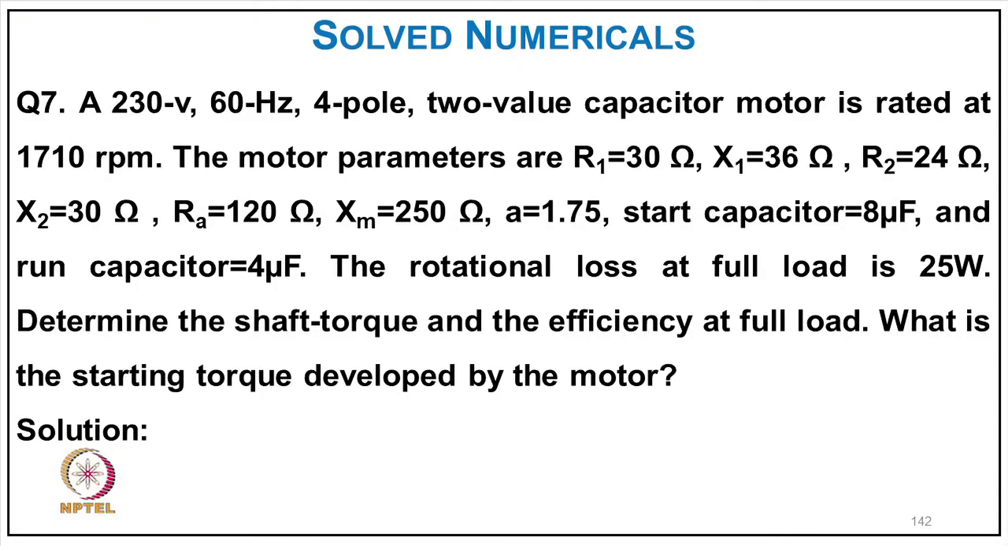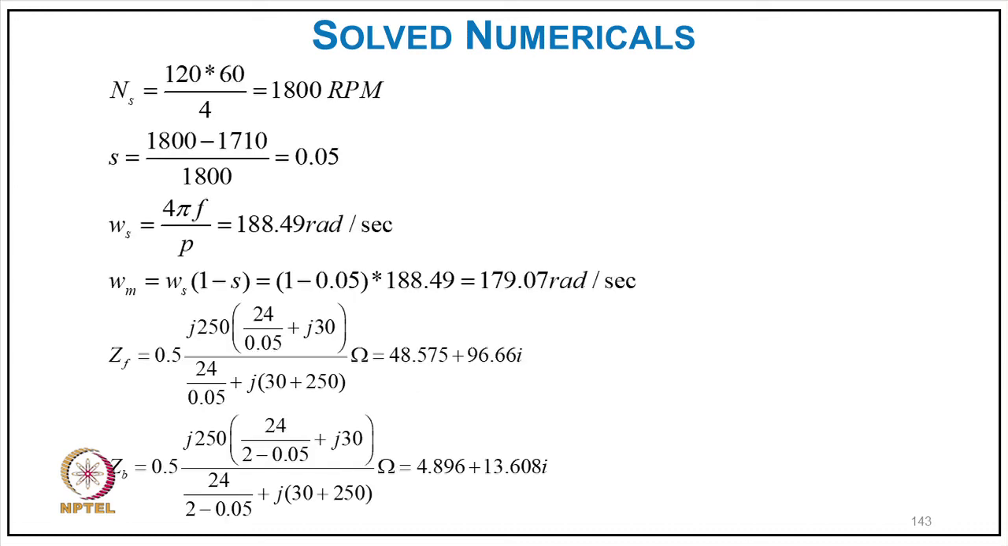So, coming to example 7, a 230 volt, 60 hertz, 4 pole, two value capacitor motor rated at 1710 rpm. The motor parameters are R1 equal to 130 ohm, X1 36 ohm, R2 equal to 24 ohm, X2 equal to 30 ohm, R equal to 120, XM equal to 250, a equal to 1.75, start capacitor 8 microfarad, run capacitor 4 microfarad. The rotational loss at full load is 25 watt. Determine the shaft torque and efficiency at full load. What is the starting torque developed by the motor?